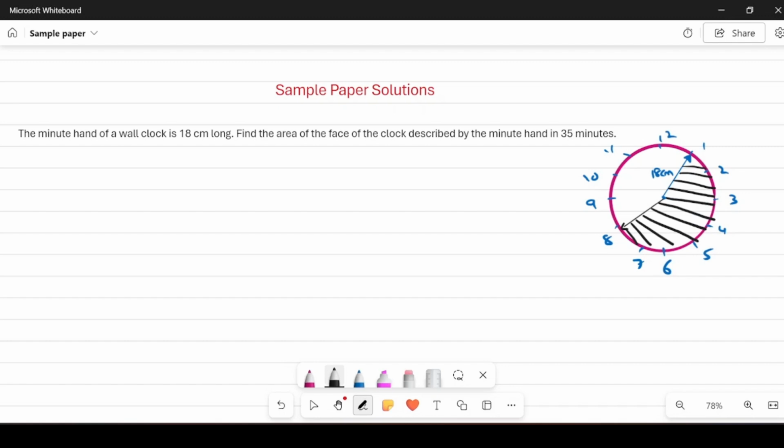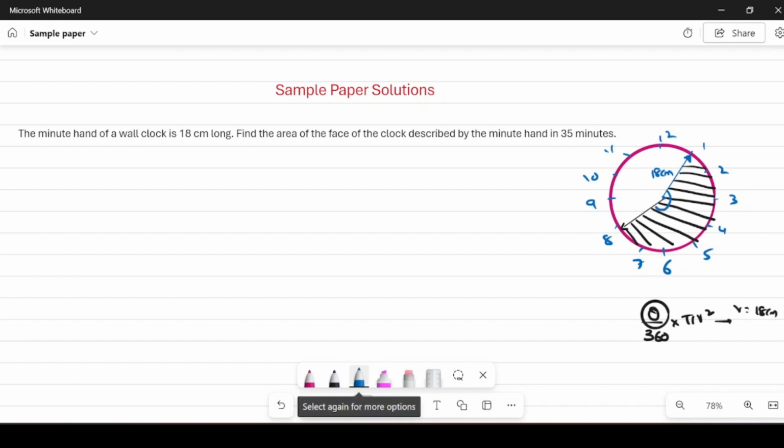We know that the area of the sector is theta by 360 into pi r square. Here the radius of the sector is nothing but the length of the minute hand, which is 18 centimeters. What we need to know is the sector angle. What is the center angle here? Theta. So we need to know this angle.